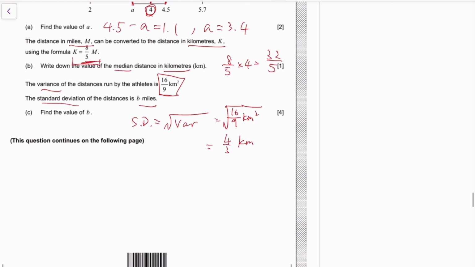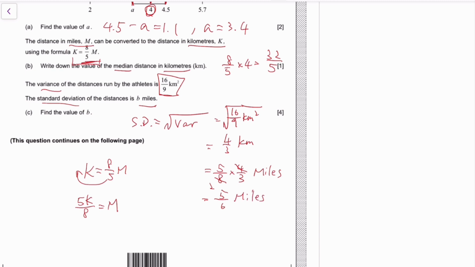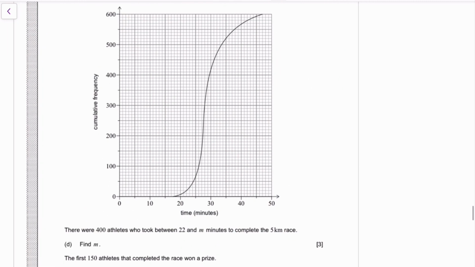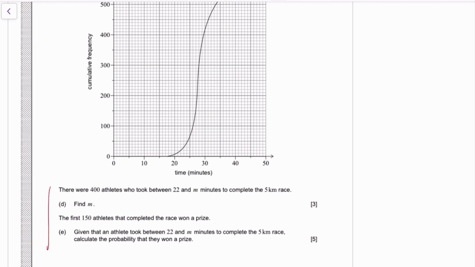Then you want to change it to mile. So if kilometer equals 8 over 5 miles, then you multiply the 5 to that side, and then divide the 8. Then to change from kilometer to miles, you multiply by 5 over 8. So cancel a bit, so that gives 5 over 6. Okay, that is not the end of the question. This part is rather easy, but the coming two parts are not.